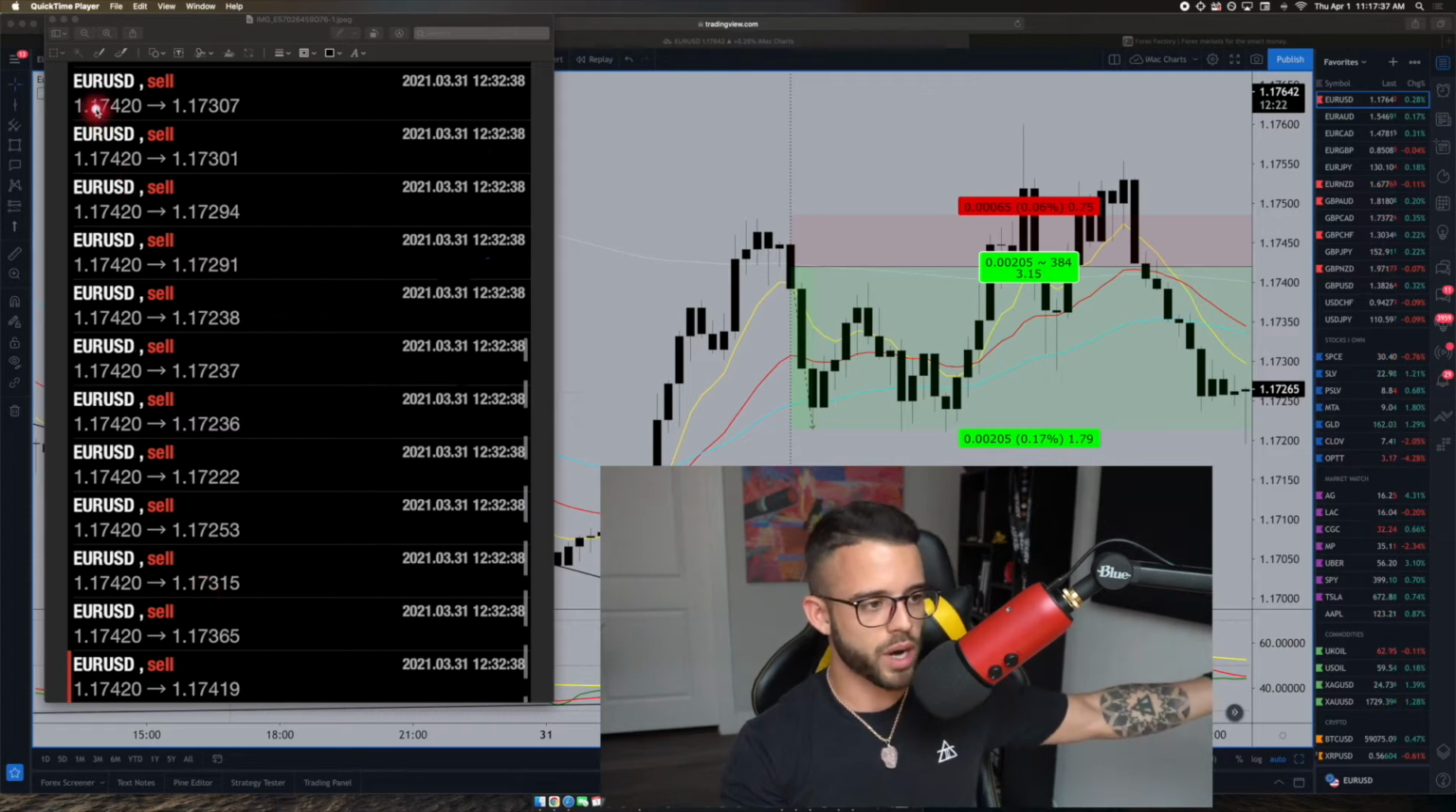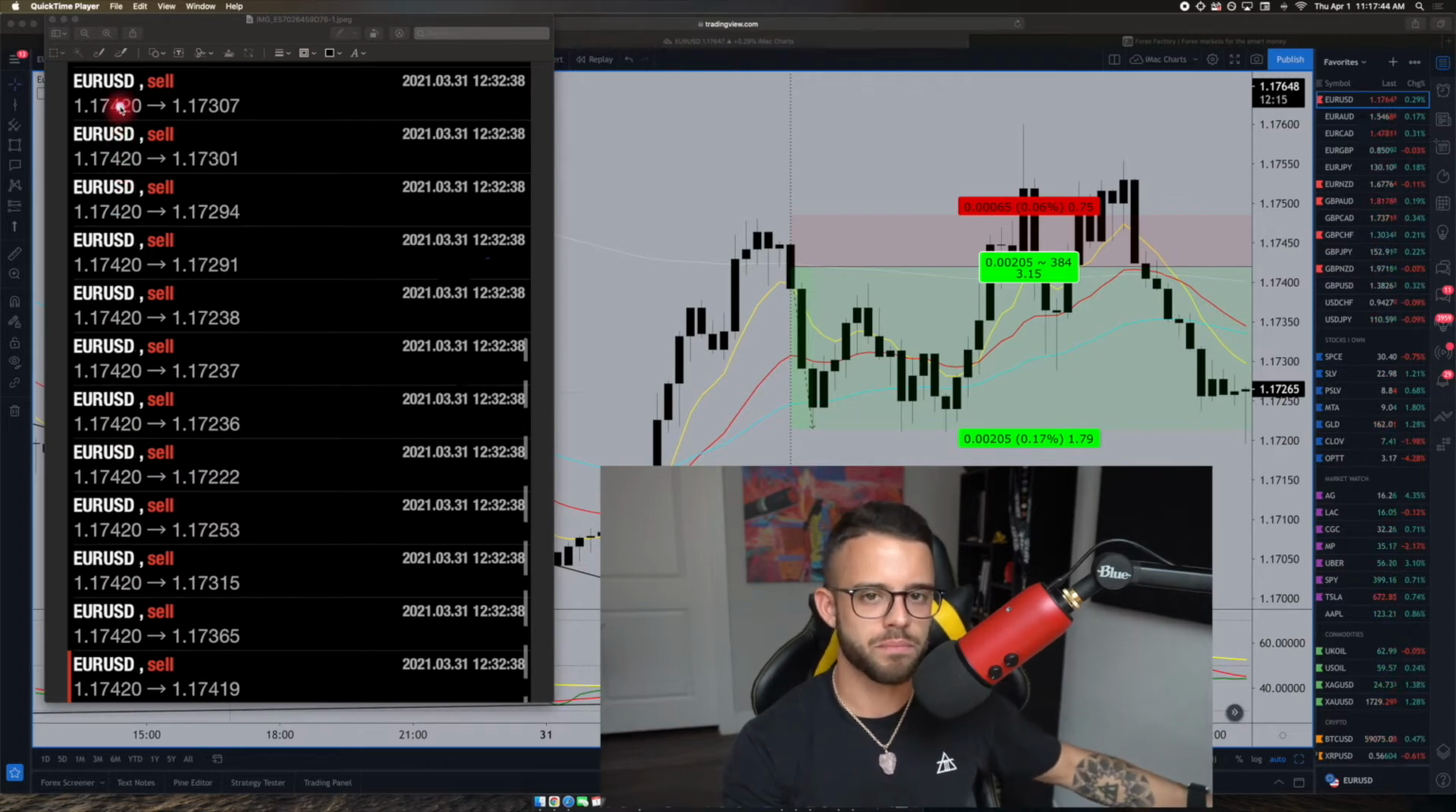You can see my entry price at 1.1742. See how it's the same entry price for all of these exits? That's how you know it's the same position.